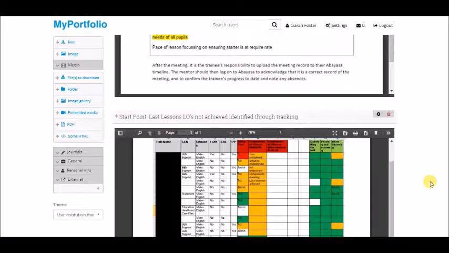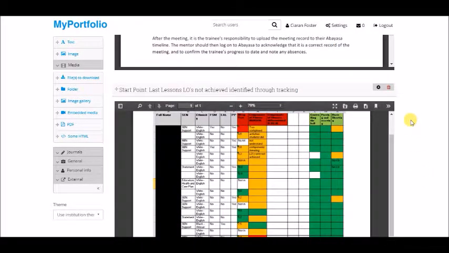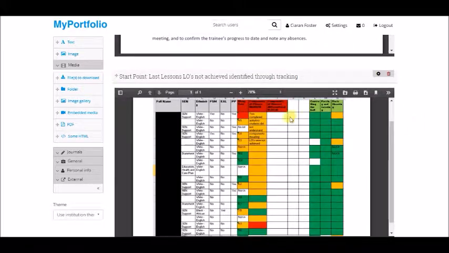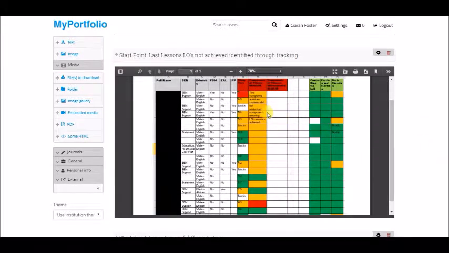That main focus came from my last lesson I conducted with my 10Y class. I completed a components of fitness lesson. I mixed it with some fitness testing as well, and as you can see here, not many of the students achieved what I intended for them to achieve.